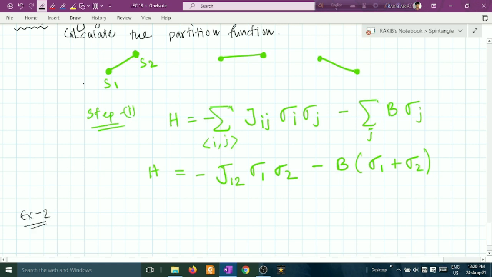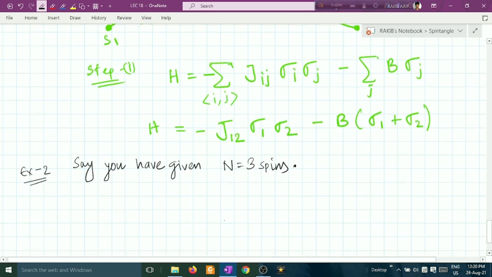Now move on to example 2. What is our example 2? Say you are given n equals 3 spins. In case of n equals 3 spins, there can be two types of combinations. The spins are placed in a row. This is our most important example, not most, but more important.